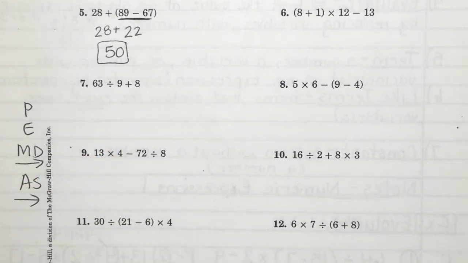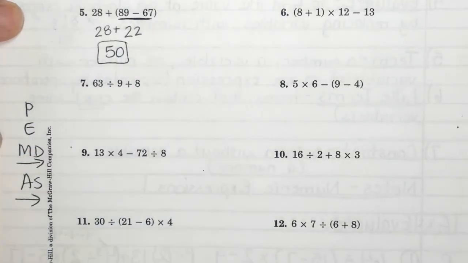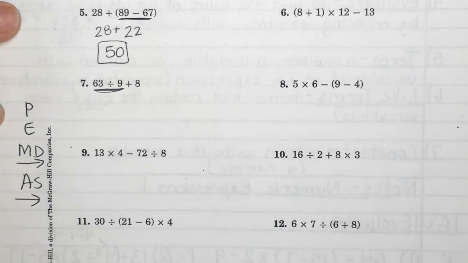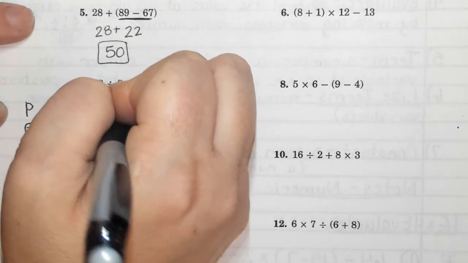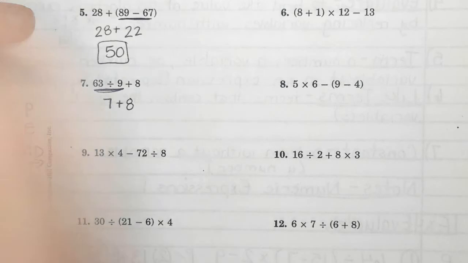Number 7, what should I do first? RJ. 63. Wait. No, 8. All right, so please excuse my dear, which is my multiplying and dividing, is on top of the adding and subtracting. So you had it right the first time. The 63 divided by 9 was correct. Okay, 63 divided by 9 gives me 7 plus 8. And then for my answer, I get 15.